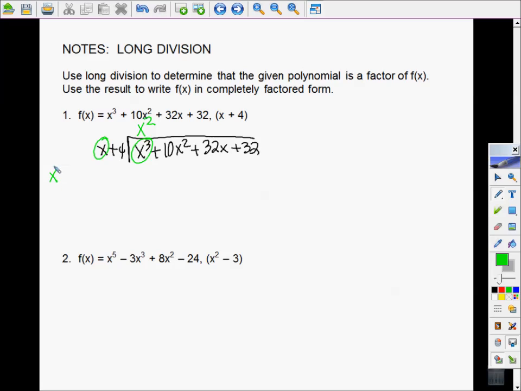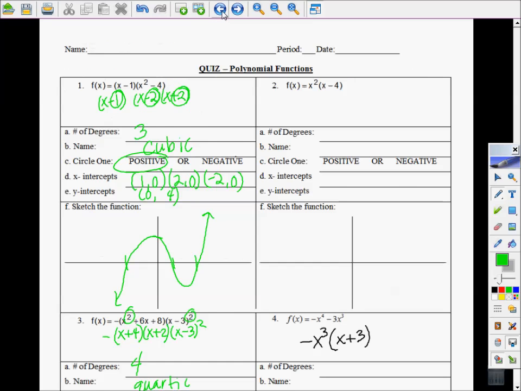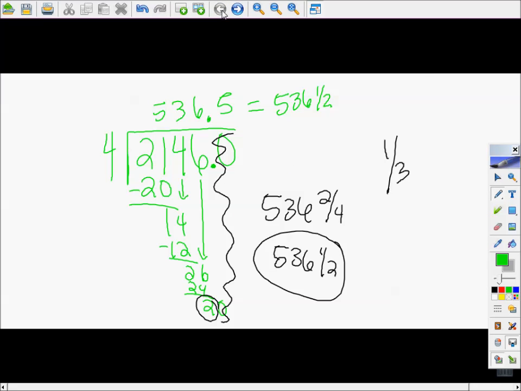Once you have that, just like you would do regular long division, I'm going to multiply this to my outside number. Let's look at a long division problem. I have 4, and I'm going to divide it into 21. How many times does it go in there? 5. So then I do 4 times 5 on the side, right?